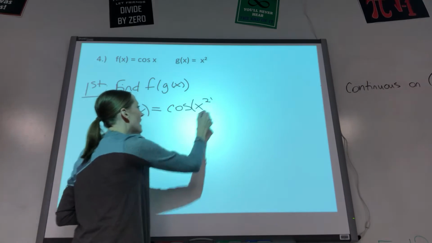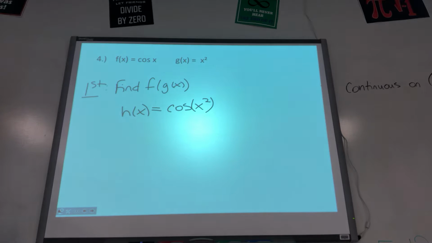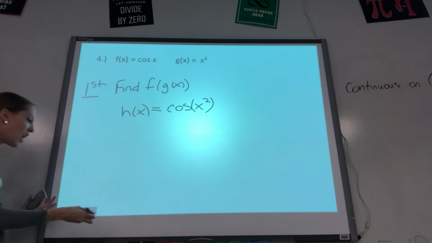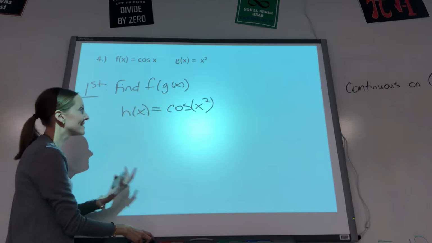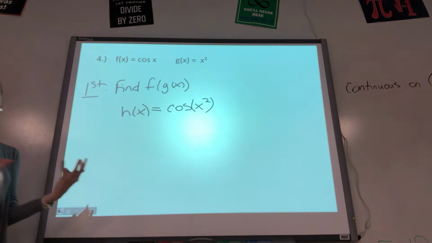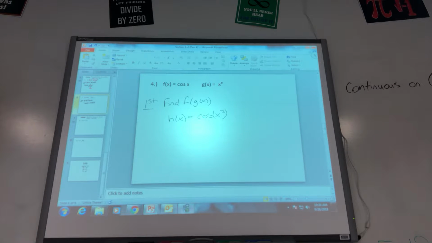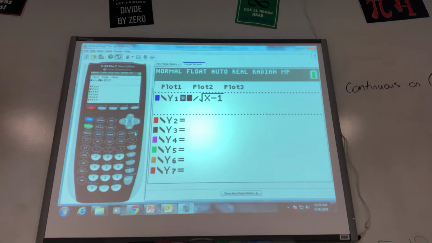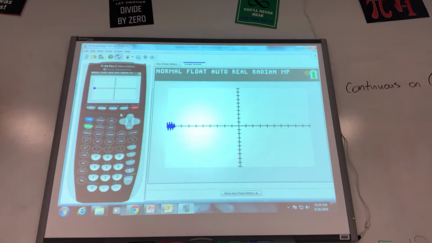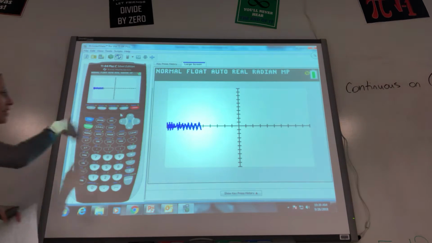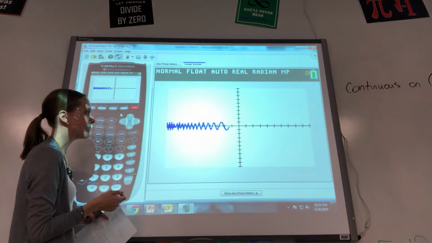It's cosine of x squared. It's not cosine of x, the whole thing squared. It's just cosine of x squared. Now, we already kind of talked about cosine curves and sine curves yesterday, but it doesn't hurt to graph this just in case. Here we go, cosine of x squared. Here's my graph. Wow, kind of close together there.